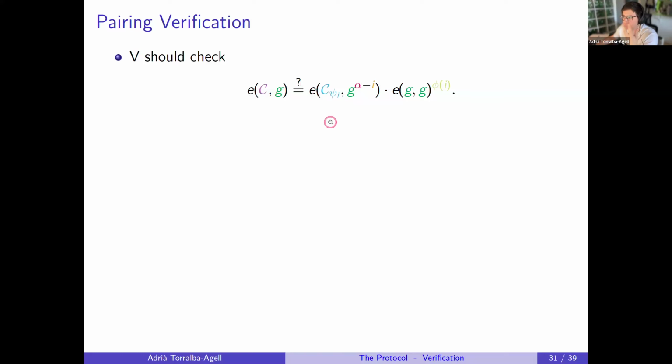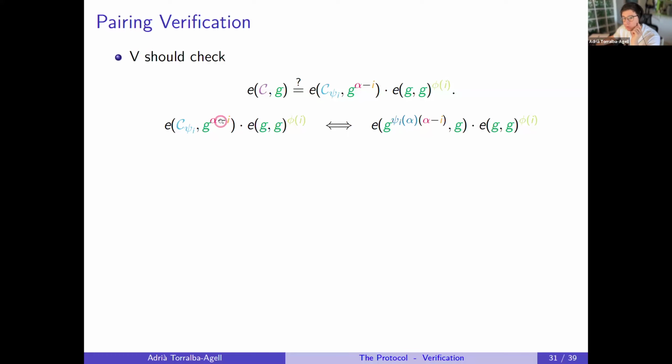And we are going to prove here that these two are equal. To do that, we are going to take advantage of the useful properties of the pairing that we saw before. In particular, if we take the right-hand side, this is equivalent to, we replace C of psi. This is g to the psi of alpha.